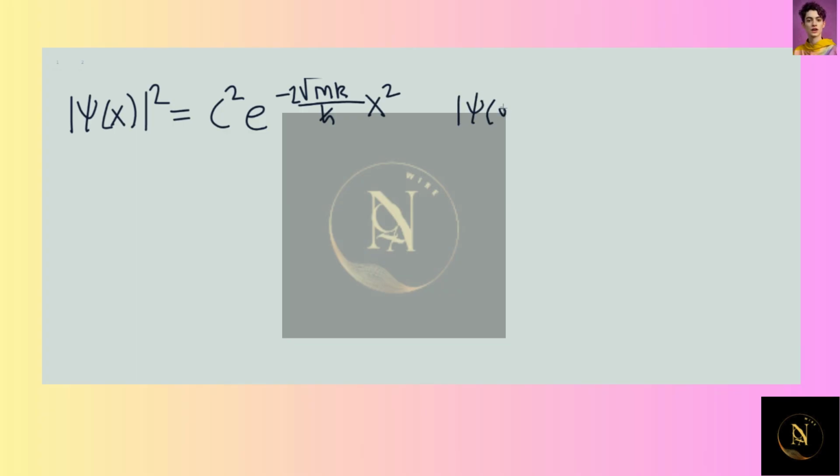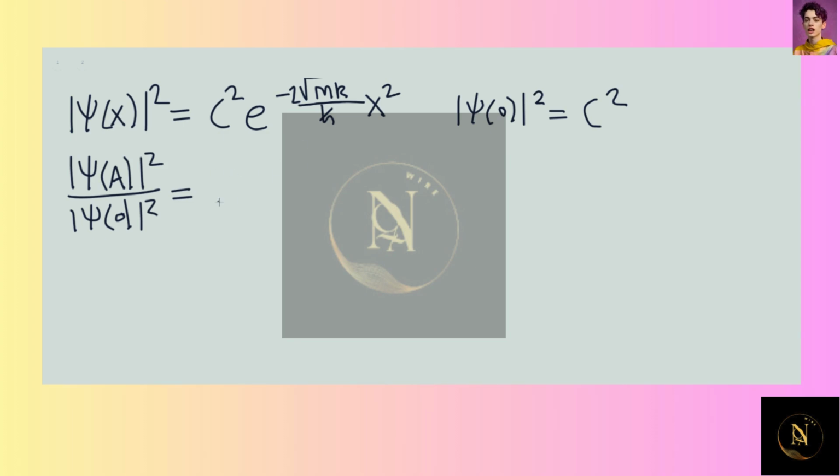So when we plug in x equals 0 into this, it will zero out this exponential, have it be e to the 0, which leaves us with our c squared. So if we plug x equals A in, and we divide this by psi 0 squared, we're just going to drop the c squared out. We're going to end up with e to the negative 2 root mk over h bar. At this point, you can plug in A squared, which should give us h bar root mk. A little bit of simplification, and we are left with e to the negative 2.